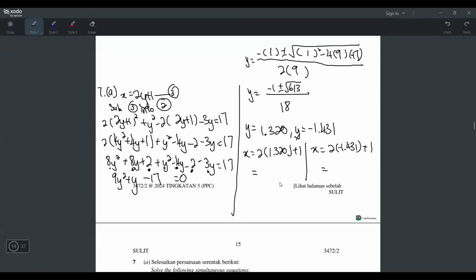Okay, let's press now. 2 times 1.32 plus 1. My calculator gives me 3.640. Okay, 3 decimal places. The other one, 2 bracket negative 1.431 total plus 1. Okay, negative 1.862. Okay, ready.